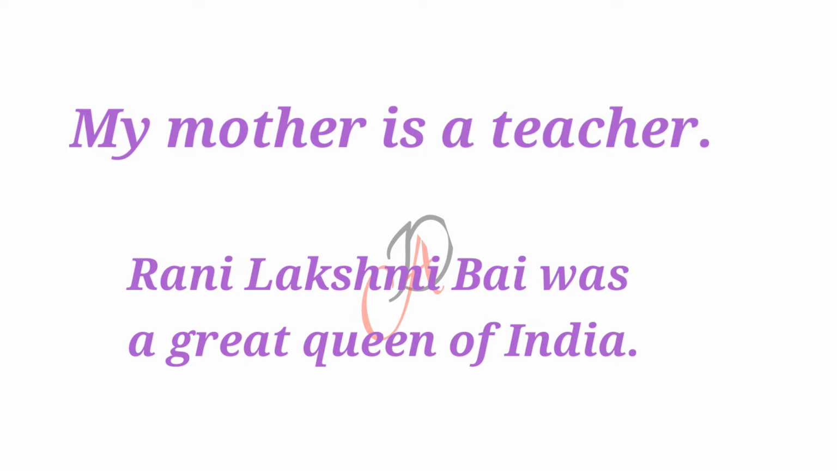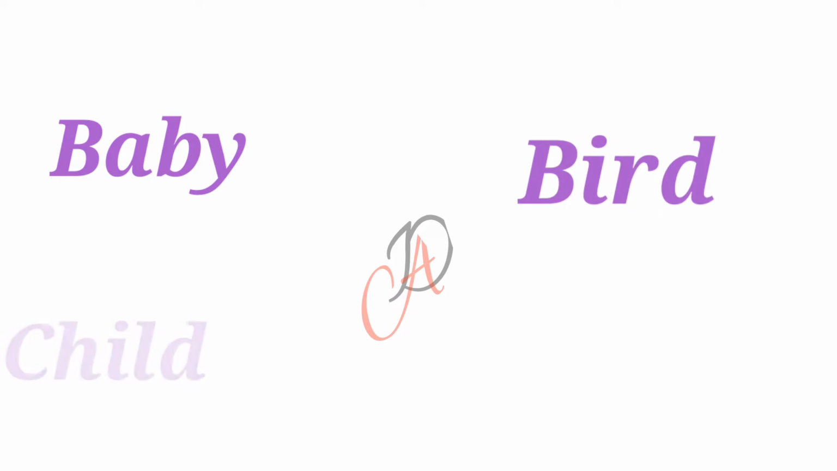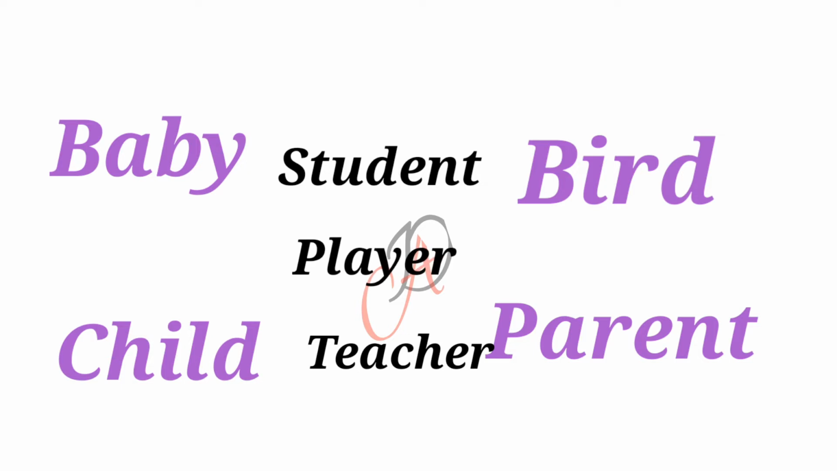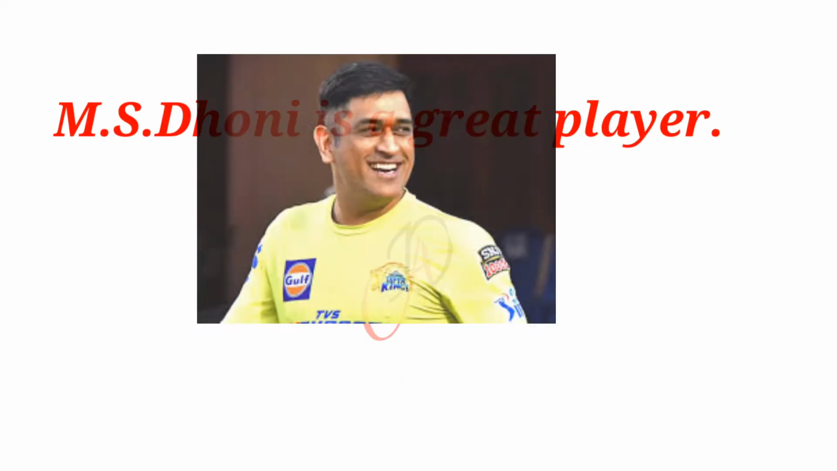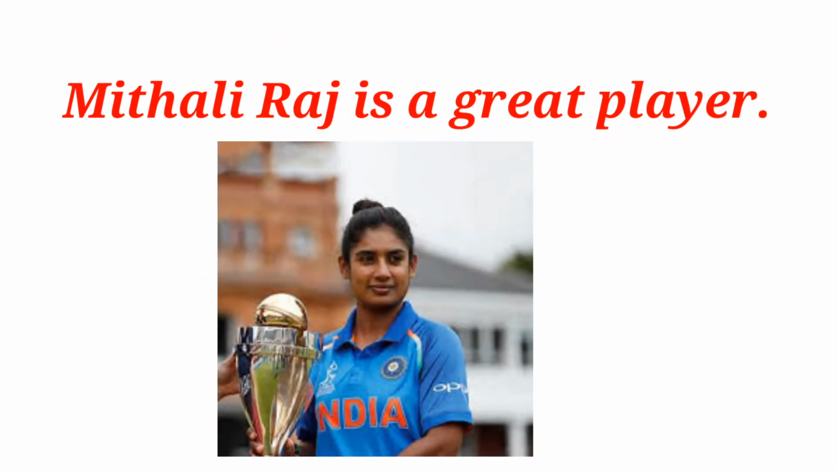Let's move on to the next gender, that is common gender. A noun is said to be in common gender if it refers to a member which can be a male or a female, like baby, bird, child, parent, student, teacher, player, relative, and so on. If you take an example, player: a player may be either a male player or a female player. For example, Dhoni is a great player. Here, Dhoni is a masculine gender, whereas Mithali Raj is a great player. Here, Mithali Raj is a feminine gender. So the player can be a male or a female, so it is considered a common gender.